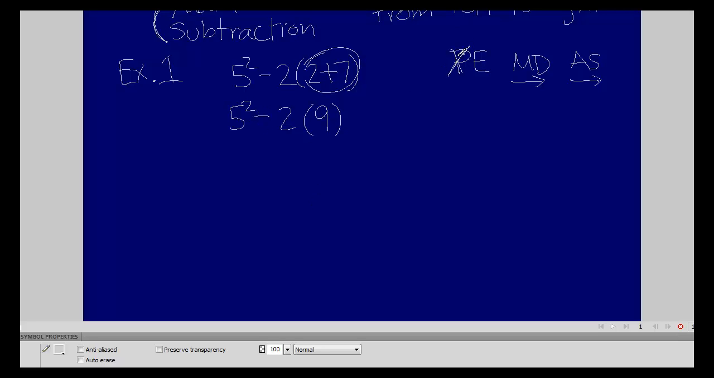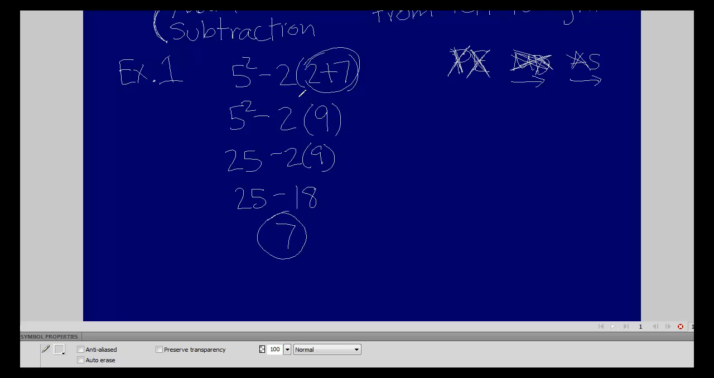Okay, so now that we're done with our parentheses, we're going to move on to exponents. Exponents here, we have 5 squared, which is 25. I'm going to drop everything else down. Now we're done with exponents. Let's move to multiplication and division. Since we actually don't have any division, let's take a look at the multiplication part, which is 2 times 9, which is 18. Again, drop everything else down, and then finally, we need to look at addition and subtraction. There's no addition, so we do our subtraction. 25 minus 18 is 7.